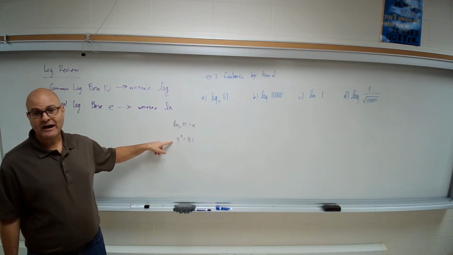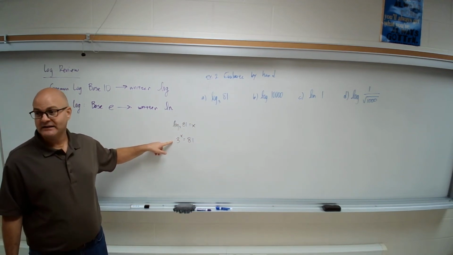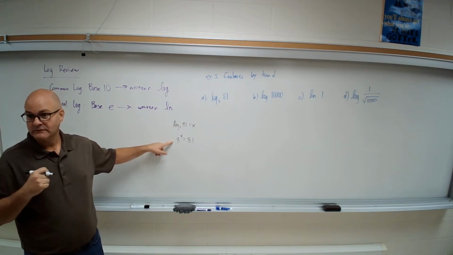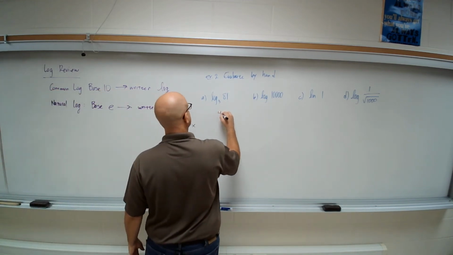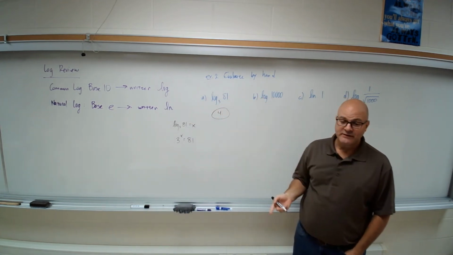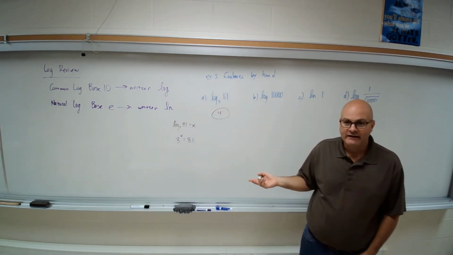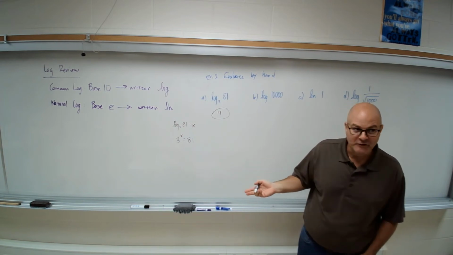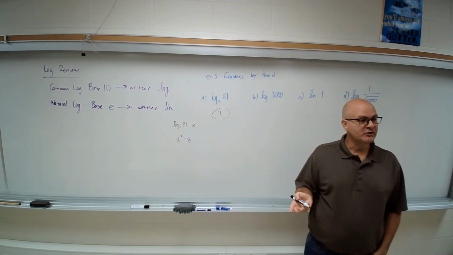3 raised to what power gives you 81? We all know what that is, right? 4. Yeah, so that's 4. Now, if you have the log base 3 of 80, you can't do it by hand. You just know it's a little bit smaller than 4. Right? There's only certain ones you can do by hand.